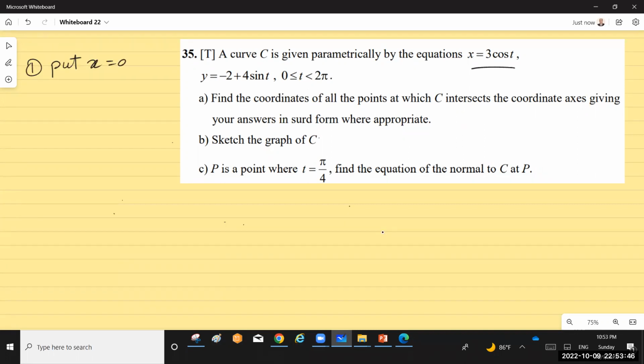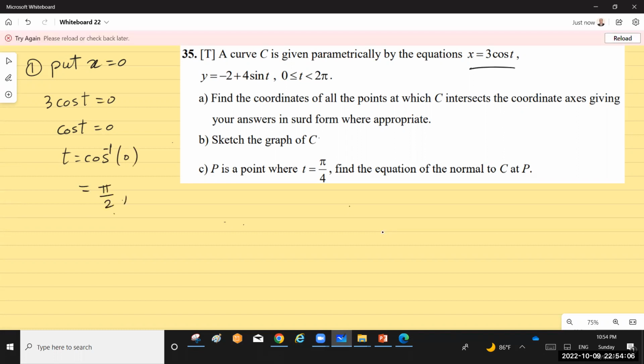When you put x equals 0 in the first equation, 3 cosine t equals 0. So cosine t is equal to 0, so t is cosine inverse of 0. Cosine inverse of 0 is pi over 2. The cosine is 0 at pi over 2 and 3 pi over 2.